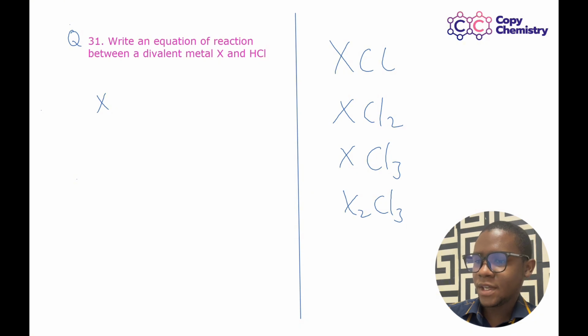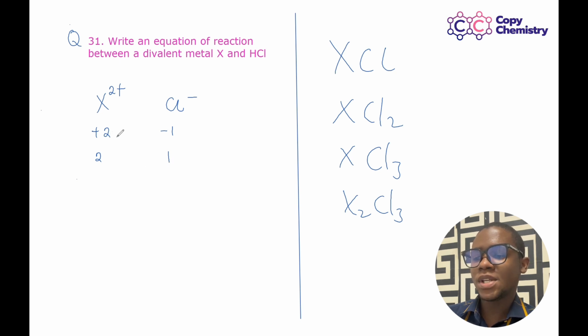If it's a divalent metal, it means it's going to ionize to give you X2+. And our chloride from the HCl will be Cl-. So that would mean that the charge is +2 and the charge is -1. That would mean that the valency is 2 and the valency here is 1, right?